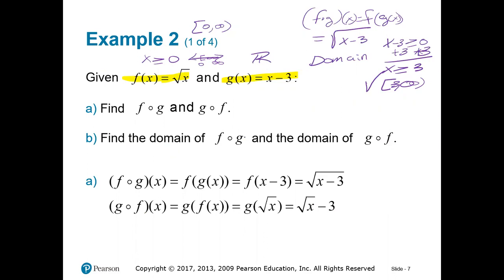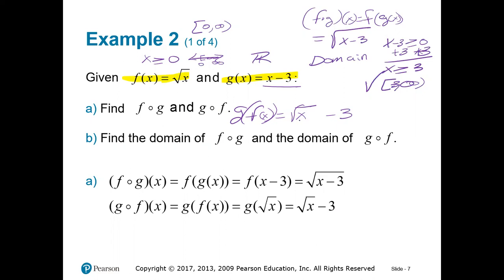Now let's plug in g of f. So I'm going to take my g function, and everywhere I see x, I'm going to plug in my f function. So f of x is square root of x, and then I'm going to have minus 3. Well, that's all we can do. There's no like terms to put together.